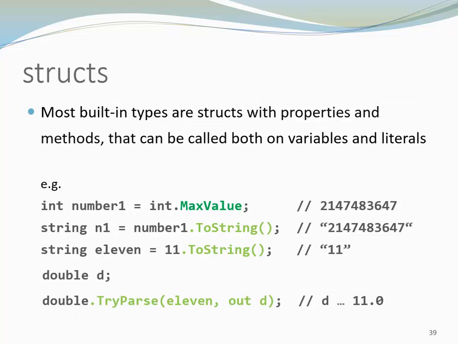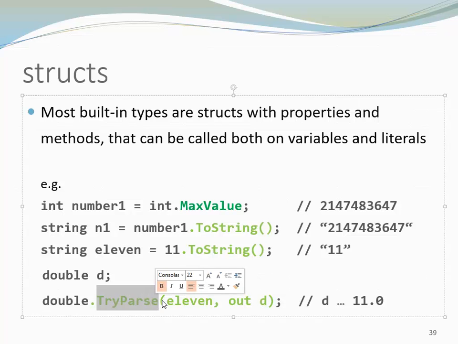Now there are many more methods besides ToString, for example TryParse. TryParse tries to parse a given string, in my case 11, which is this string right here, and we try to parse that 11 to a variable of type double. This is possible, so TryParse is going to return the value true, because 11 can be parsed to a double, and the result is 11.0. Now, if I would have passed a different string, let's say hello world, then TryParse would have returned false, because hello world cannot be converted to a double.